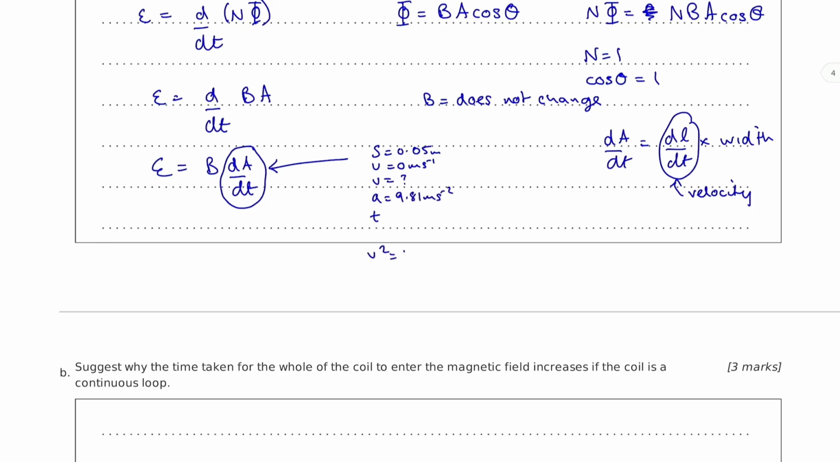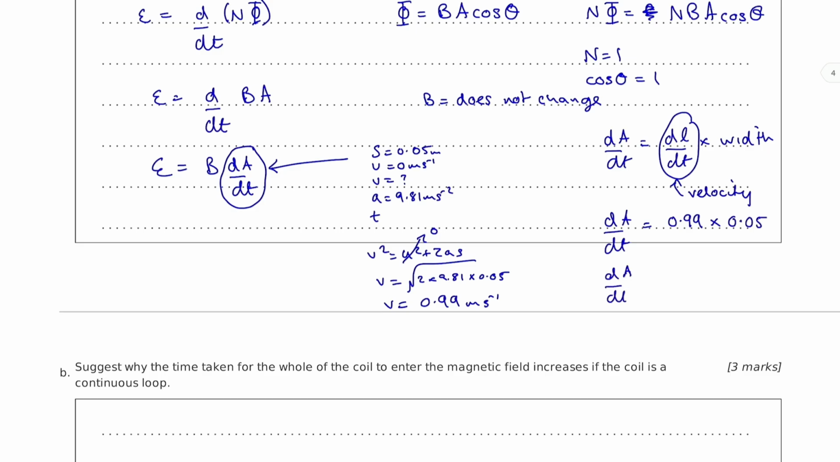V squared is equal to U squared plus 2AS. U equals 0. So V is equal to root 2 times 9.81 times 0.05, and that gives us a value of 0.99 meters per second for speed. If we go over to here, dL by dt we now know is 0.99, times the width. So dA by dt gives us a value of 0.0495 meters squared per second.